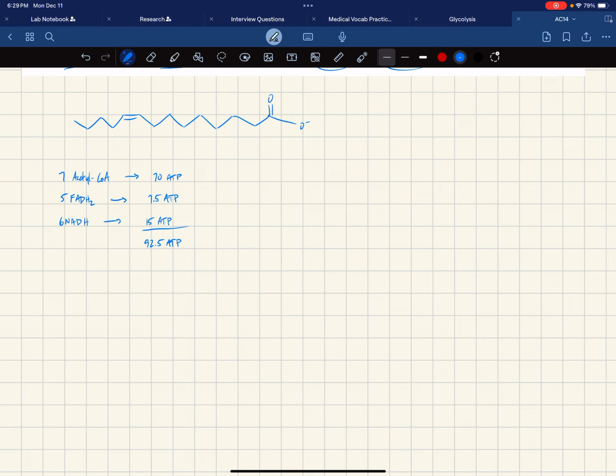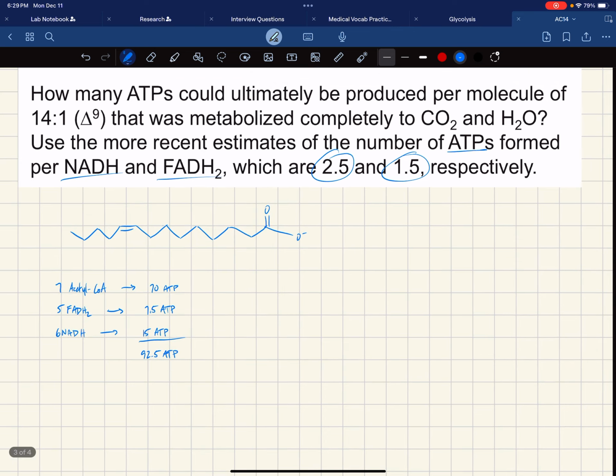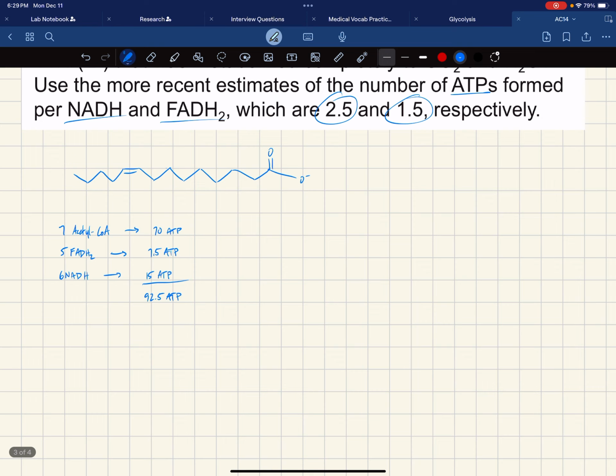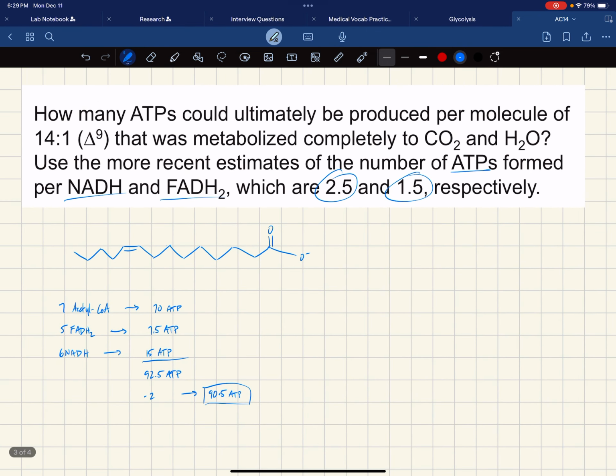ATPs. But we're actually not done here because, if you remember, to activate the fatty acids, we'll need to lose 2 ATPs to do so. And so we're going to be subtracting those 2 ATPs from our net produced. So once we subtract 2, we will get 90.5 ATPs instead of 92.5. So always keep in mind that you can't just start metabolizing a fatty acid without having to activate it first.